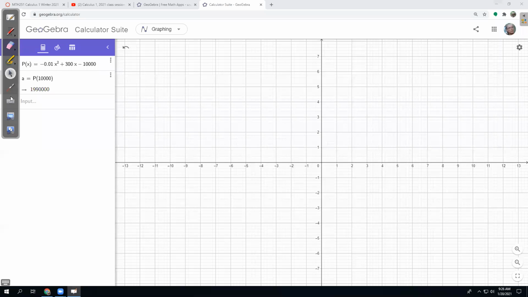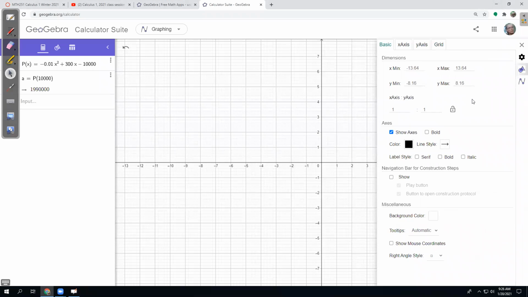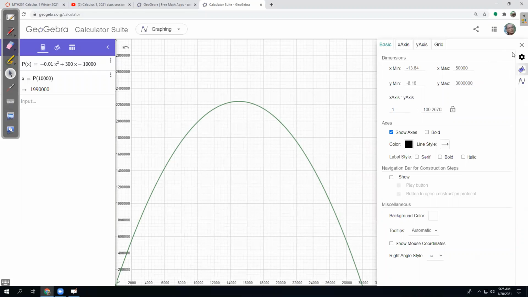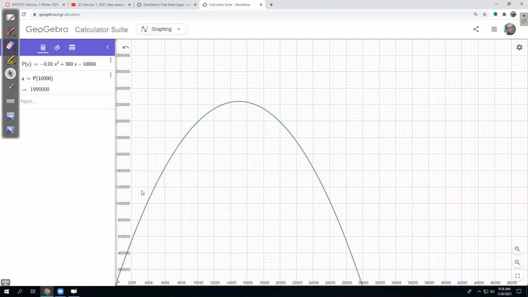So let's go back here. Notice the y value here is 2 million, so I should change my axes. There's a couple ways to do that. I'm going to go into settings here, and Desmos has a similar thing. The x value was 10,000, so maybe I'll bump the max up to, I don't know, 50,000. And then the profit was at that point almost 2 million, so maybe I'll jump up to 3 million and see what it looks like. 1, 2, 3, 4, 5, 6. Look at that, beautiful, I got lucky there. So here's our profit curve right there.